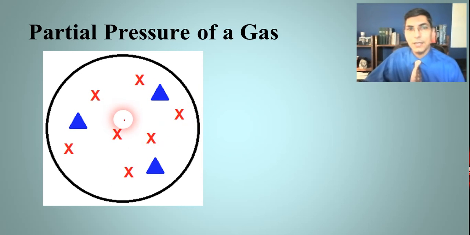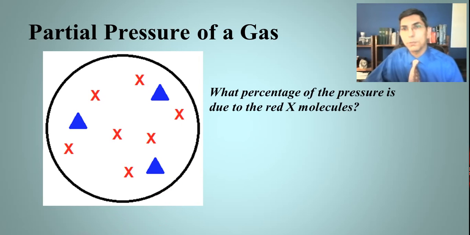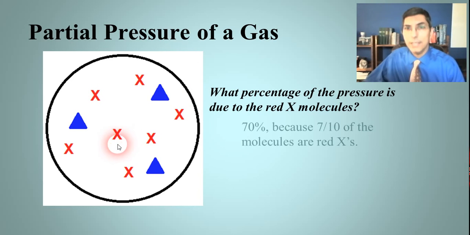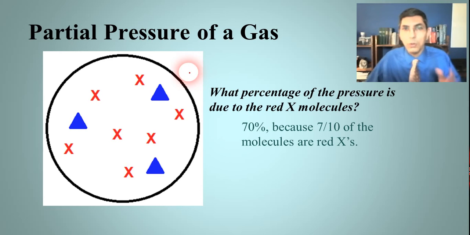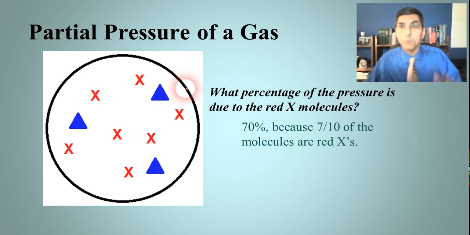So we have these 10 gas molecules. Now, if you had to guess here, what percentage of the pressure in that gas container is coming from the red X molecules? What percentage? Well, I hope you can see it's 7 out of 10, isn't it? So that would be 70% of the pressure. So if we knew what the total pressure in this container was, we could figure out the partial pressure, or the pressure that was coming from the red X's.